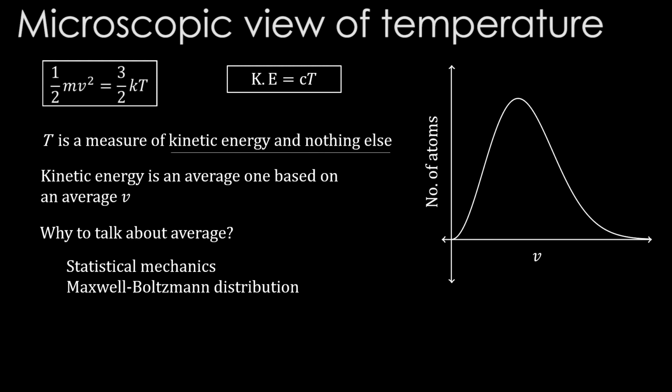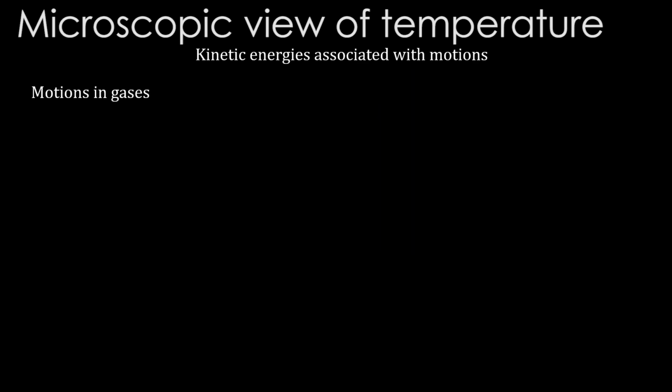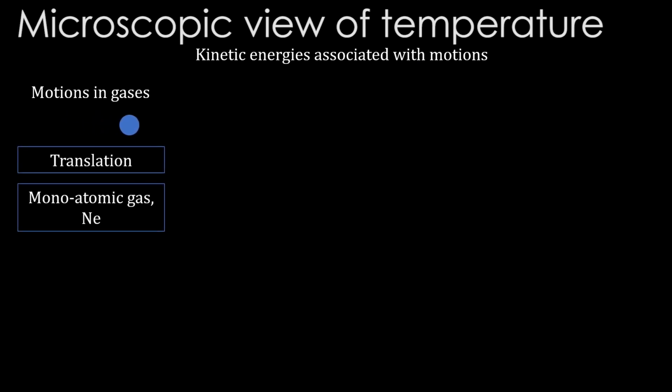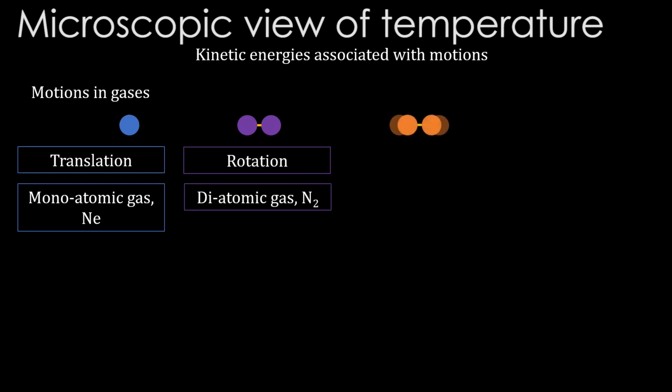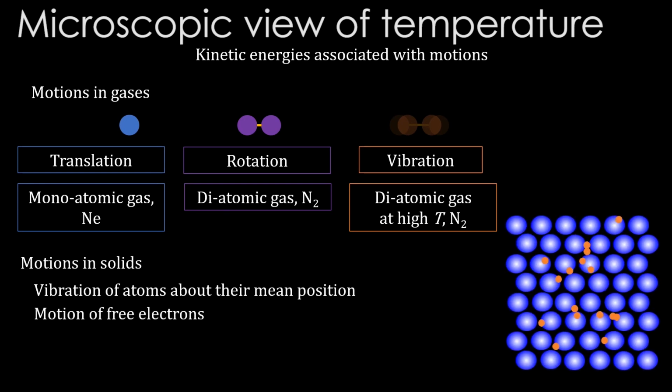When we say kinetic energy, then it must be associated with motions, right? We have seen one atom moving between the walls in a straight line. But is it the only kind of motion possible? So what are the motions possible? One is the simple translation motion, which is seen in monoatomic gases like neon. In diatomic gases, we have rotational motion as well. At high temperatures, there can be vibrations. In solids, vibrations are more profound. Then there can be motion of free electrons as well. So the microscopic interpretation of temperature is this. It is a measure of kinetic energy of these motions.